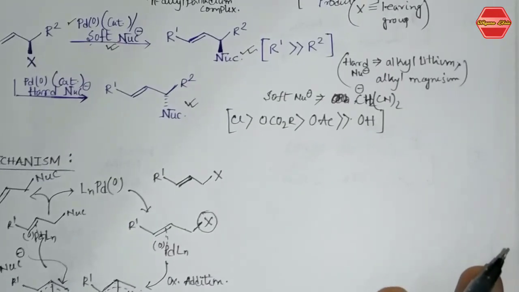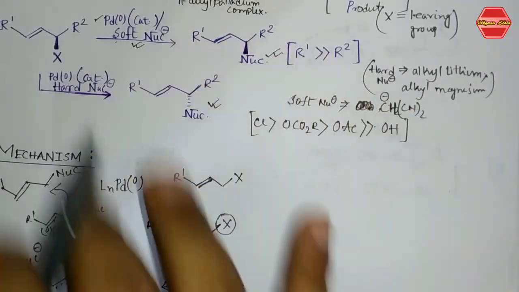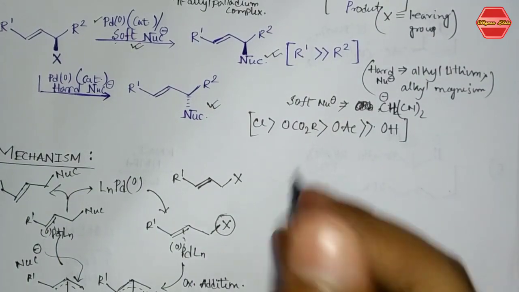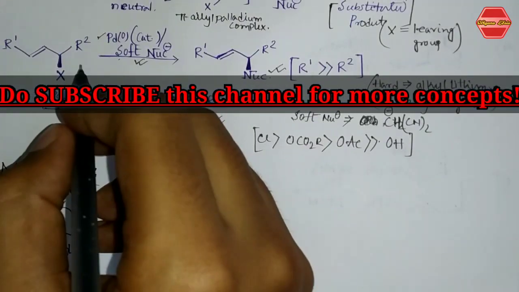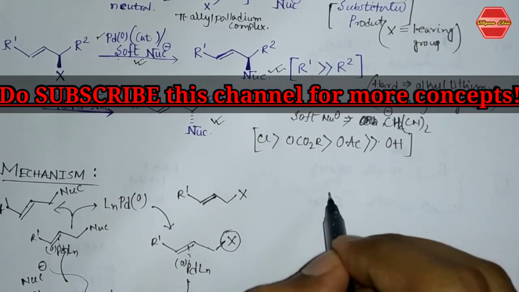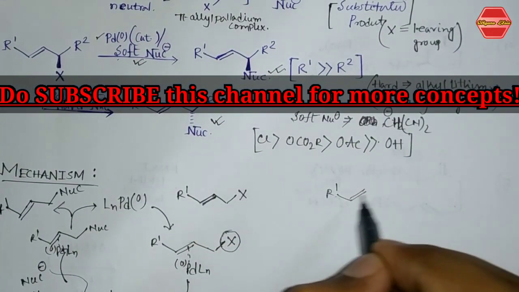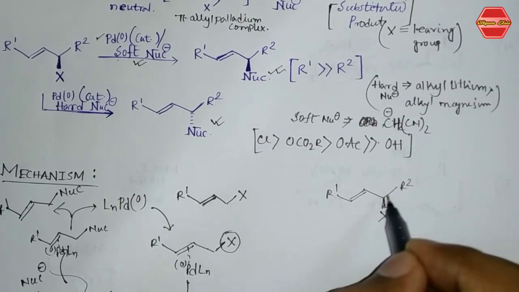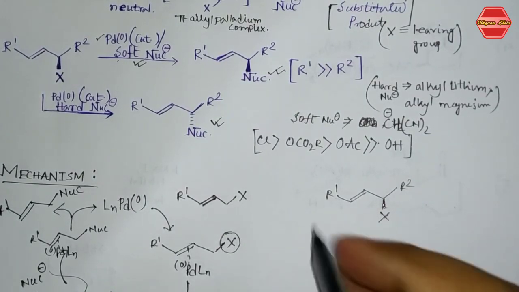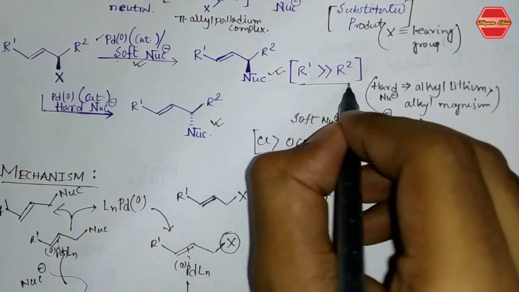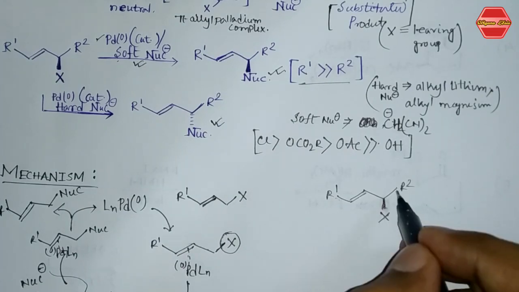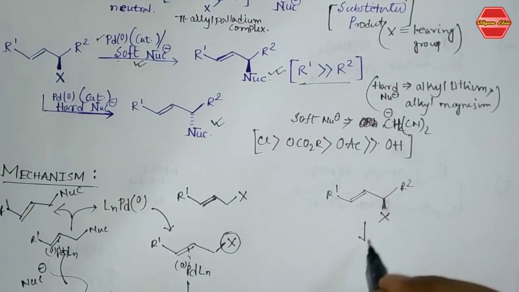Now one more thing is the case of the soft nucleophile or hard nucleophile. This is quite important, because here you can see this X is quite specific, because this is R1, this R2, and here is your X. Now this X is above the plane. And one more condition is needed, that this R1 group is quite bulkier than R2. So if you have this group, the first step is the oxidative addition.